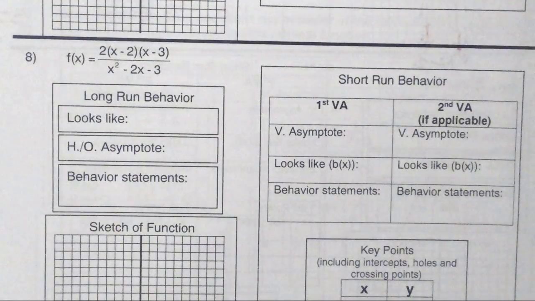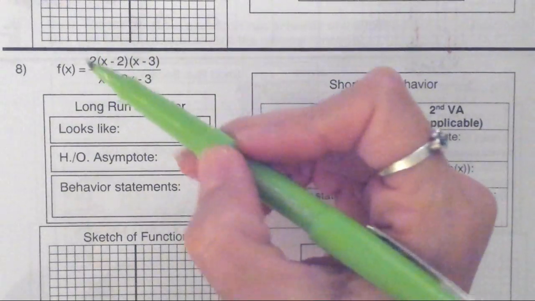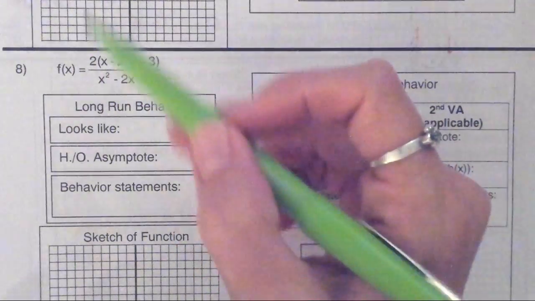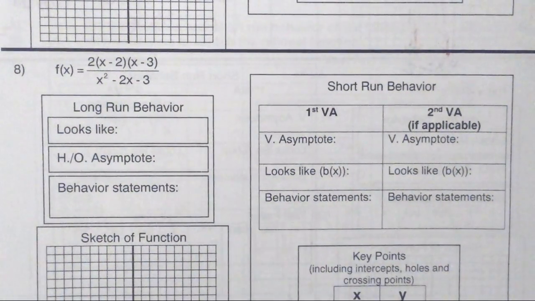Okay, so we ready? To find the long run behavior, the first thing you have to do is get the ratio of the top and the bottom. Before I can get the ratio, what do I have to do to the top?